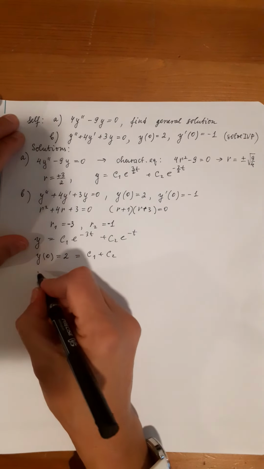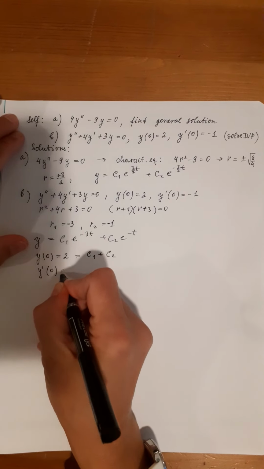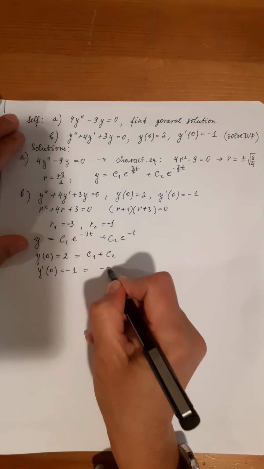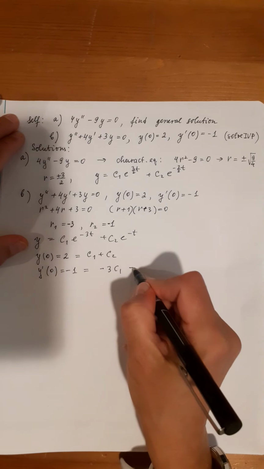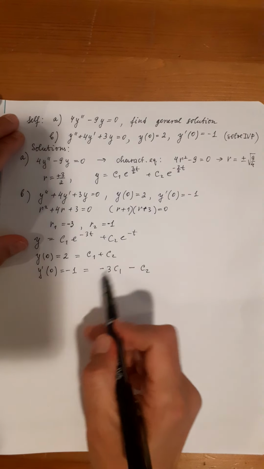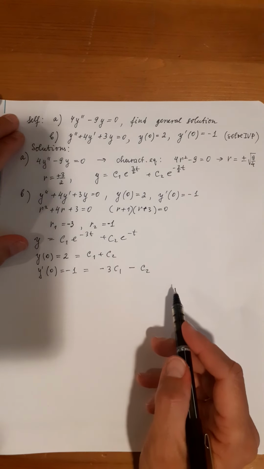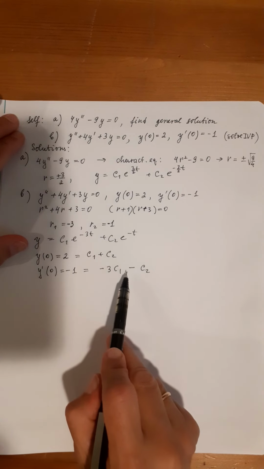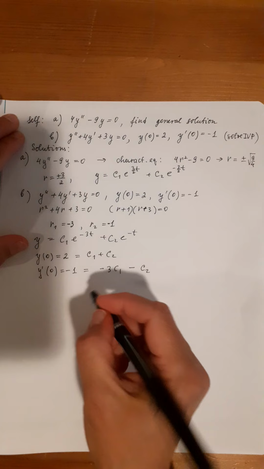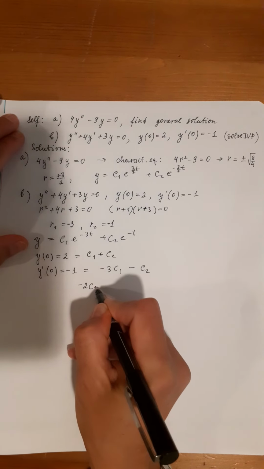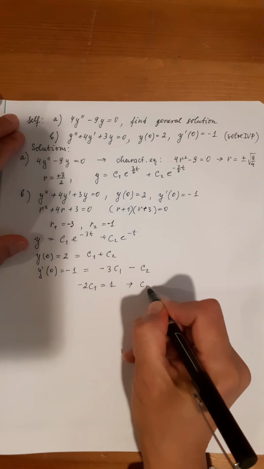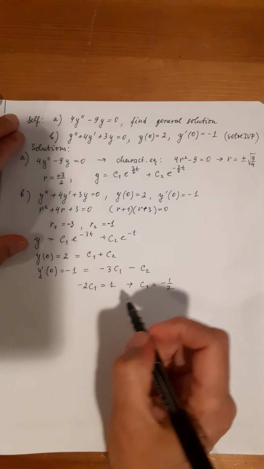So y prime of 0, which equals negative 1: we differentiate the first term, we get negative 3c1. Differentiate the second one, negative c2. And we do have two equations, two unknowns. I'm going to add the first equation and the second, kill c2, and have negative 2c1 equals 1, right? So c1 equals negative 1 half.